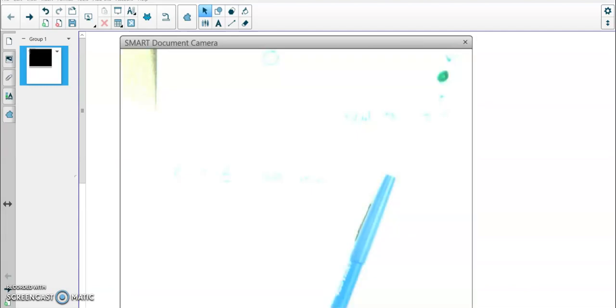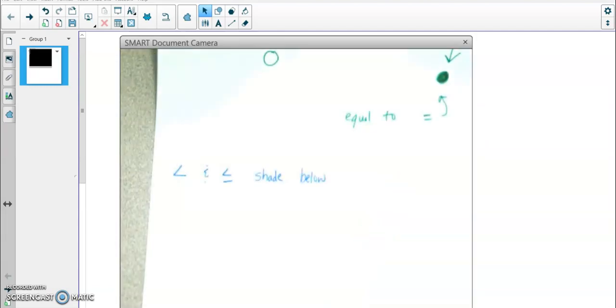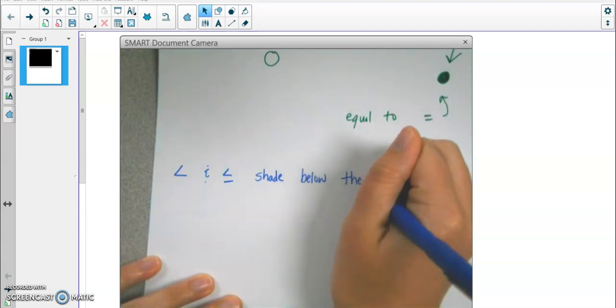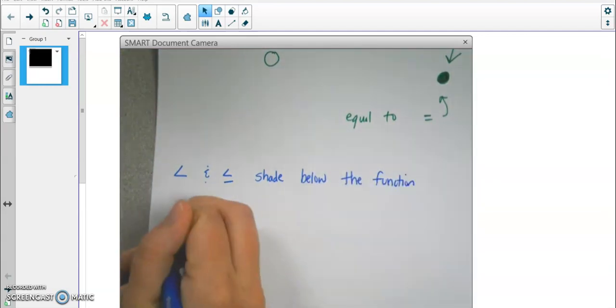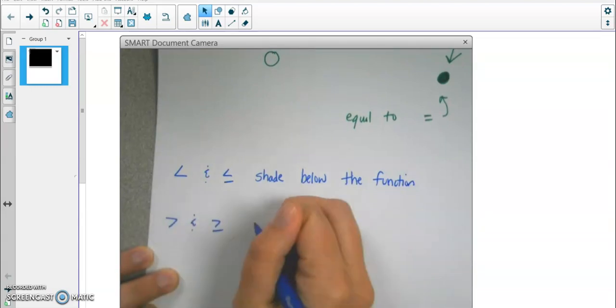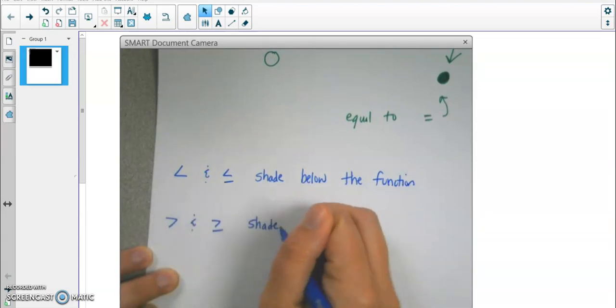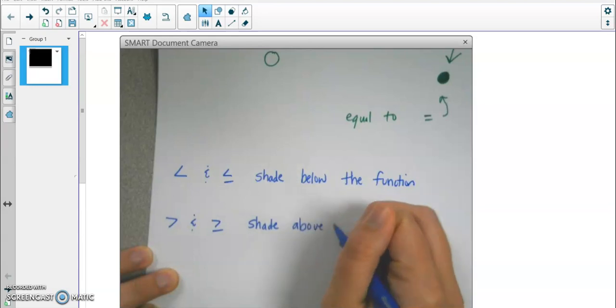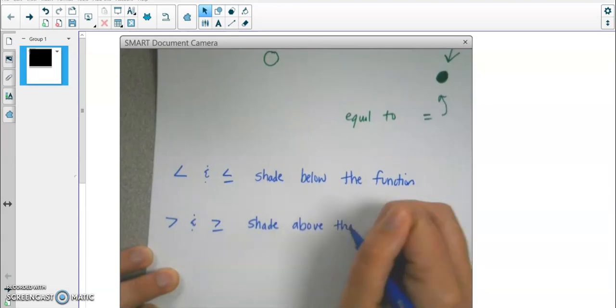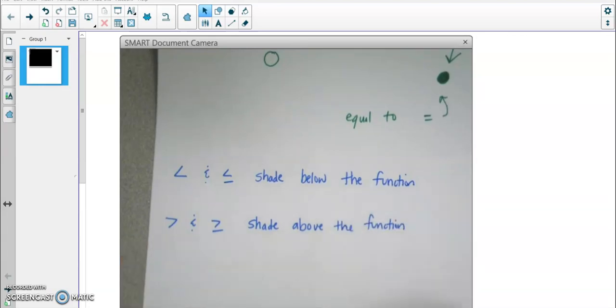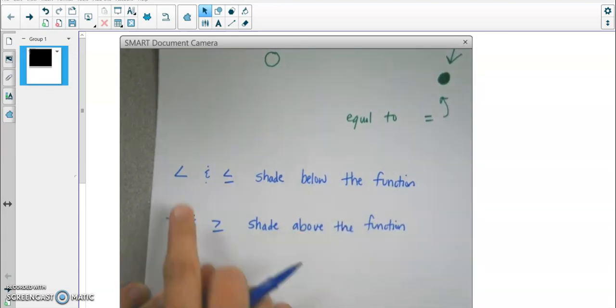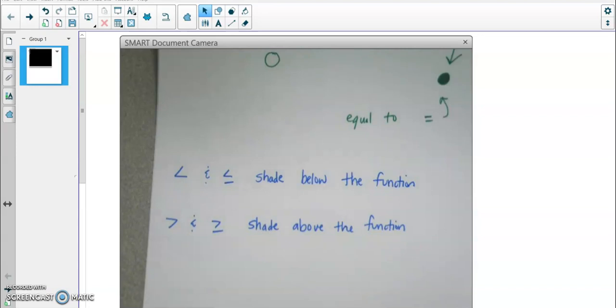There it goes. Less than and less than or equal to shade below the function. And greater than and greater than or equal to shade above the function. This is exactly what you would expect. You would expect greater than to be above and less than to be below. So just to recap on those things, now I want to show you what this looks like in Desmos.